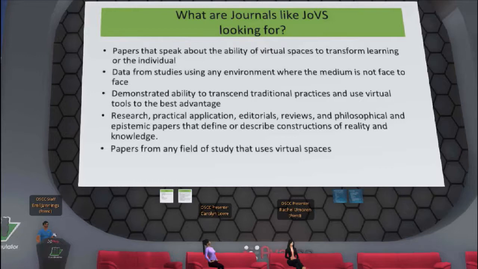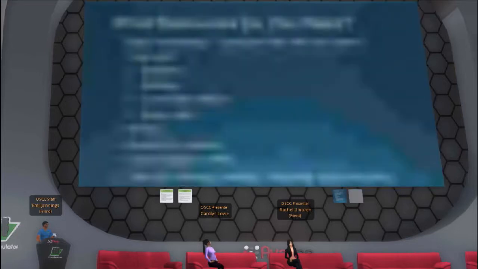Just so we know, journals are looking for papers that speak of the ability of virtual spaces to really transform learning or transform the individual. It might be one or the other. And any studies using an environment where the medium is not face-to-face can be considered virtual studies or acceptable for a journal like this. They accept lots of different kinds of papers, and papers from really any field of study.